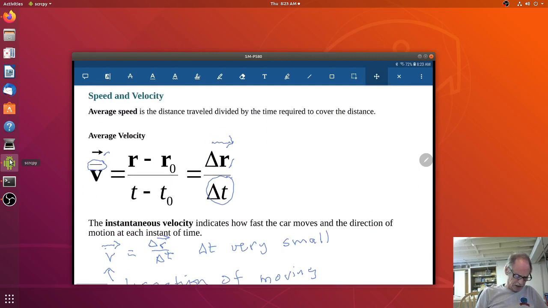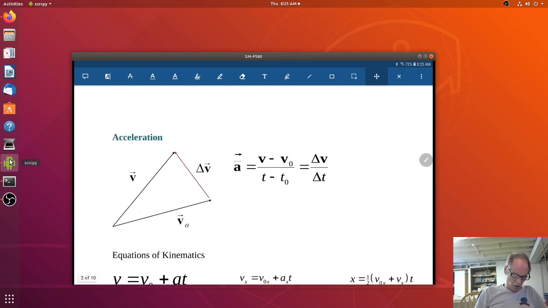Okay, if we have an instantaneous velocity, we can now define an acceleration vector, an average acceleration vector. That's equal to the change in the instantaneous velocity, whatever direction that's in, divided by the time.